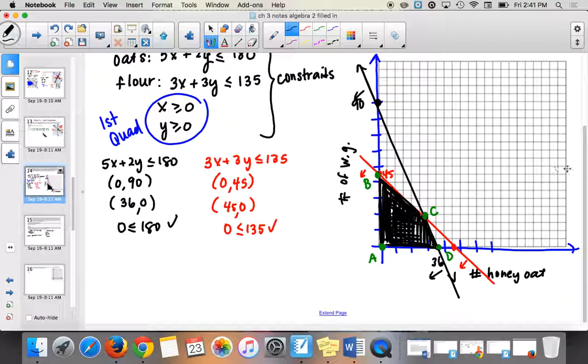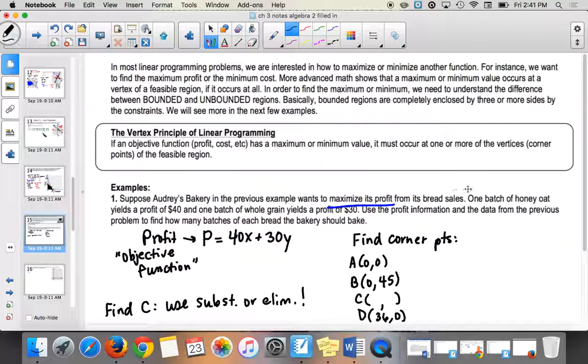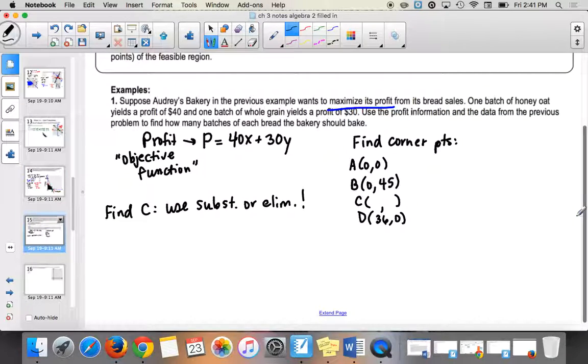So let's use them. We're going to say 5x plus 2y equals 180, and then 3x plus 3y equals 135. Now notice how I'm just saying equals. I just have to say equals because it's actually on the line. So I don't need the less than or equal to. Then we quickly do substitution or elimination.